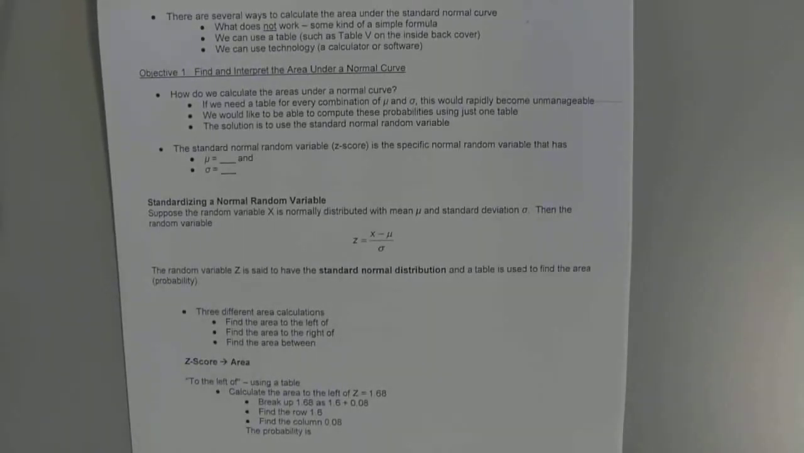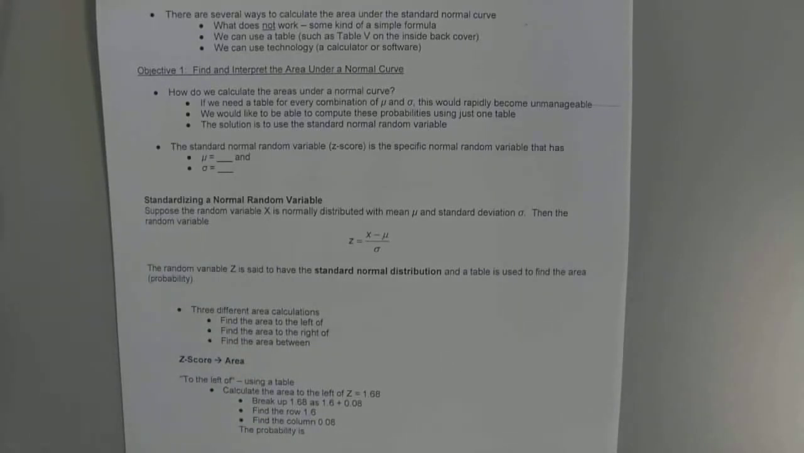So how do we calculate this area? We wouldn't have an infinite amount of tables if we had a table for every combination of height, weight, whatever our random variable is. There's an infinite amount. So what we have to do is standardize it.